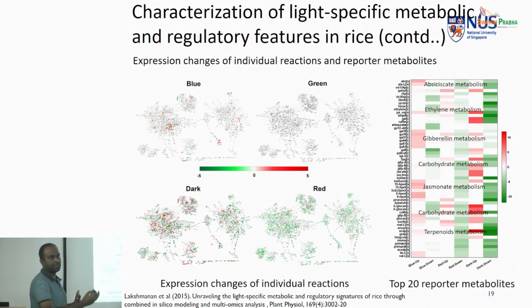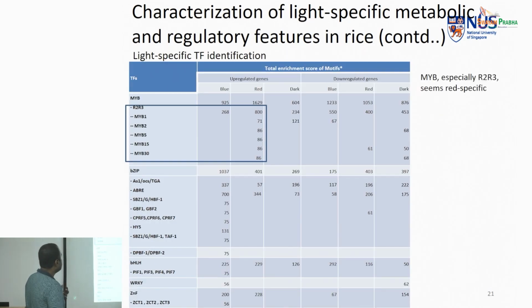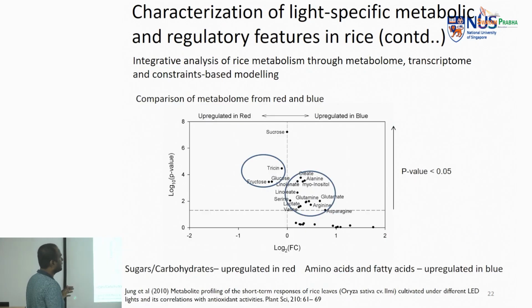Then again, we wanted to understand whether these encode for any common set of transcription factors. So we looked at the genes and the common motifs, and we were trying to pick out which transcription factors possibly control them. We indeed identified a set of transcription factors which could be color specific.